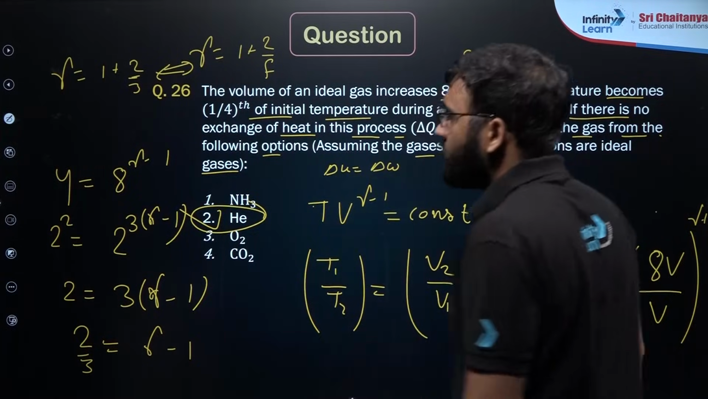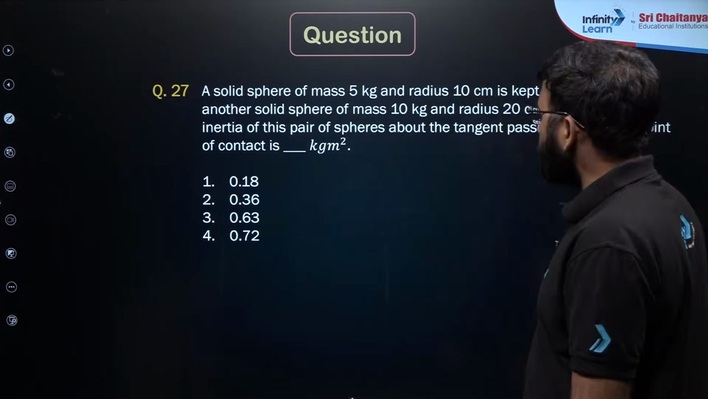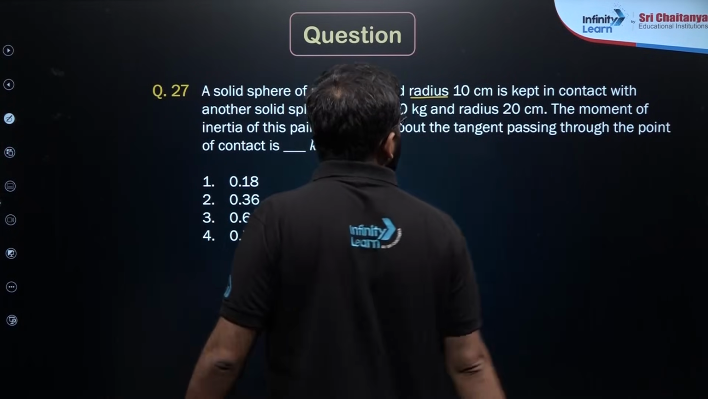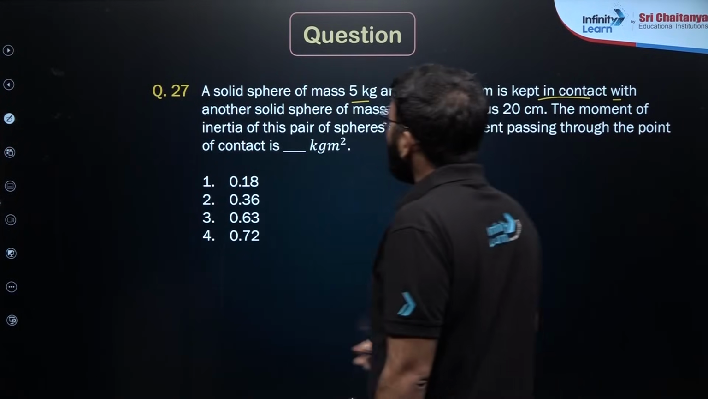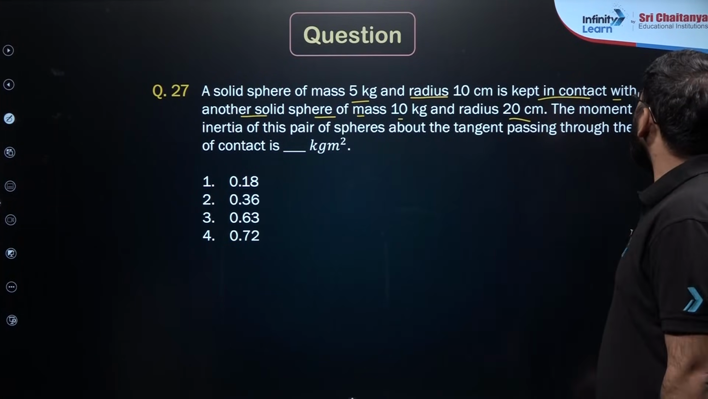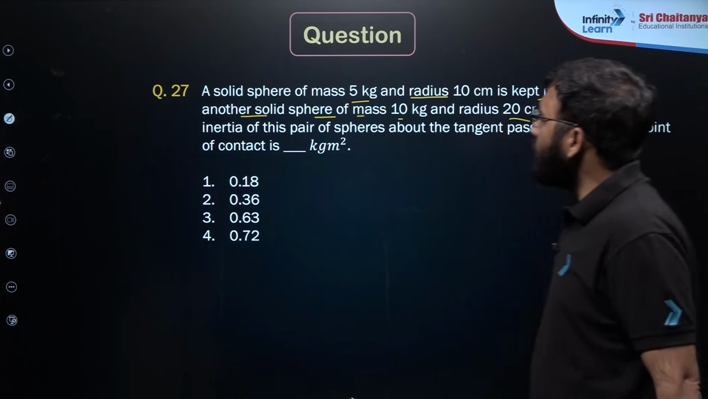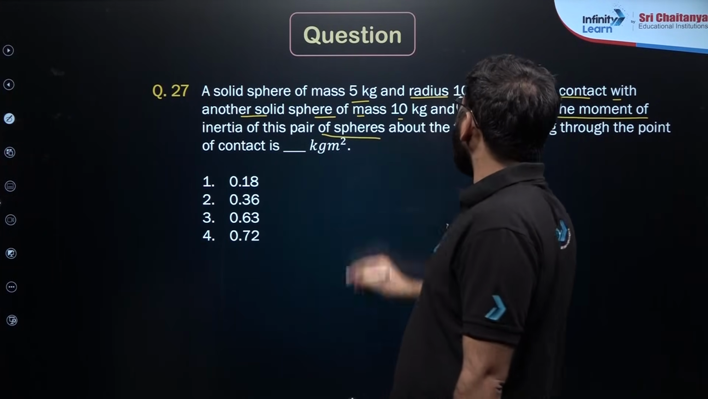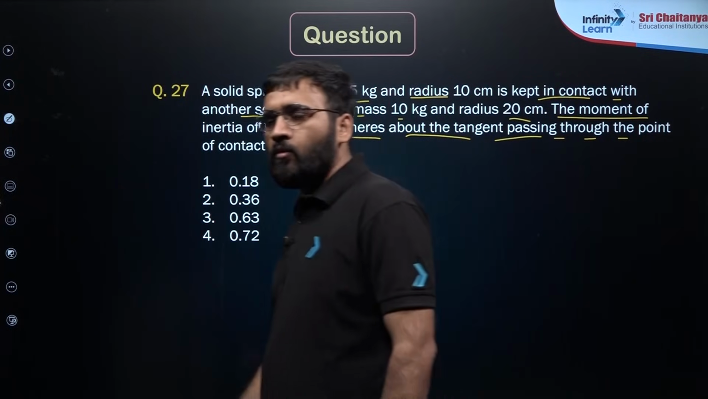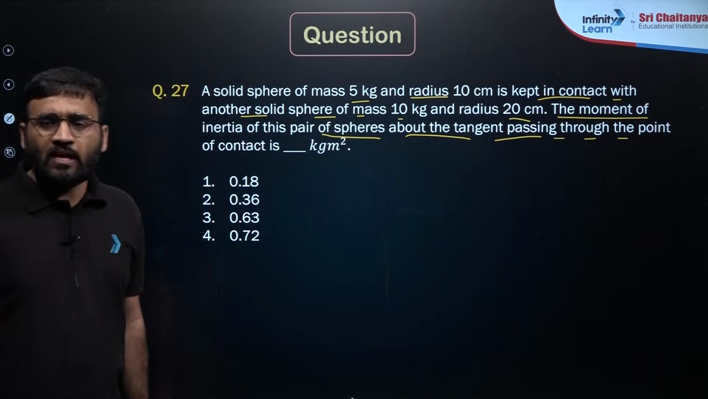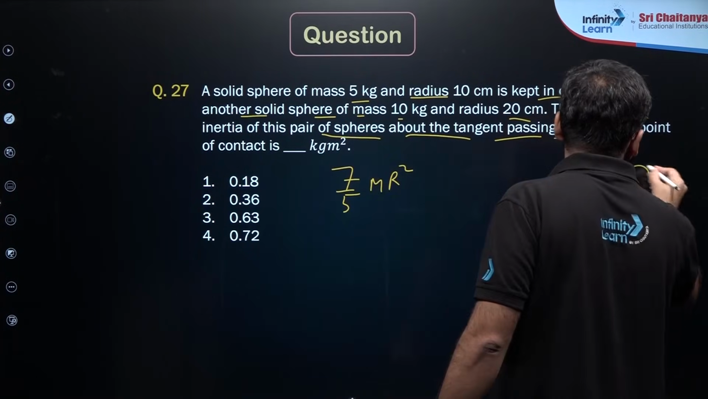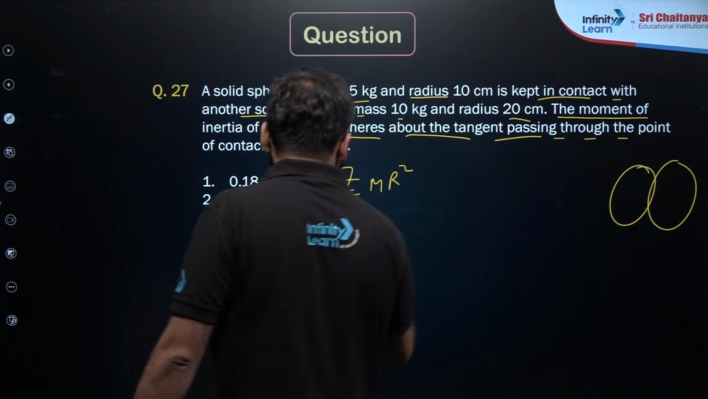Okay, next question, what does it tell? The second option. A solid sphere of mass 5 kilogram and radius 10 centimeter is kept in contact with another solid sphere of mass 10 kilogram and radius 20 centimeter. The moment of inertia of this pair of spheres about the tangent passing through the point of contact. So what is the moment of inertia about a tangent? That is 7 by 5 m r square.